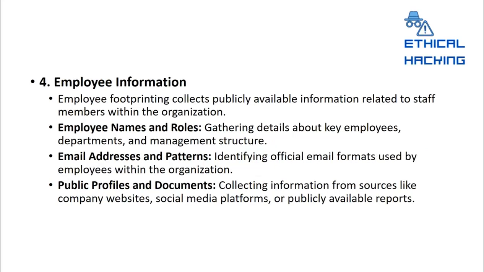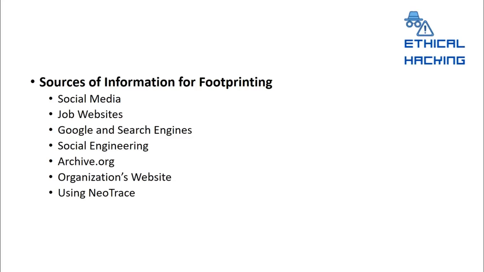Then the fourth kind of information is employee information. Here, employee footprinting collects the information available publicly related to staff members within that organization. That is the employee names and roles, email addresses and patterns, public profiles and documents, etc. So we already discussed the sources of information for footprinting, that is social media, job websites, Google search engine, social engineering, and organization website, etc.